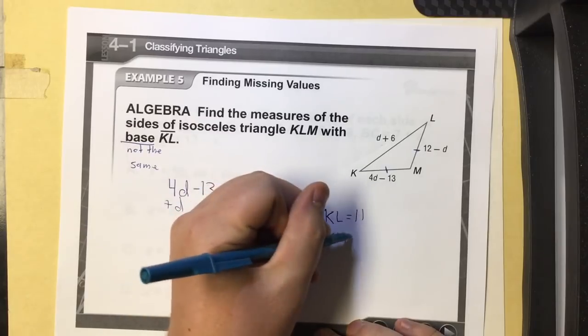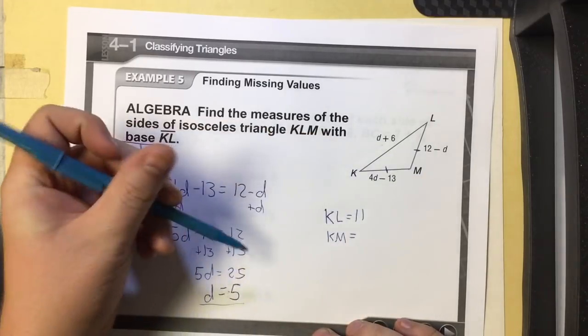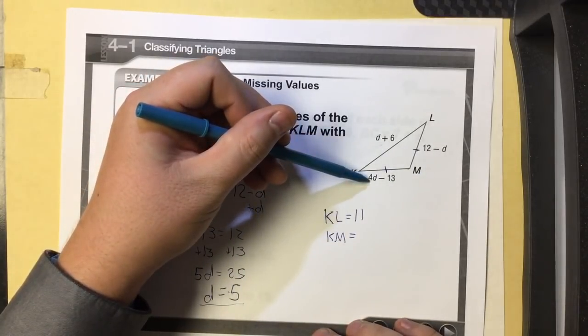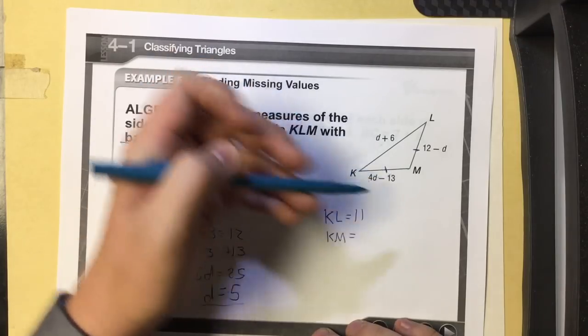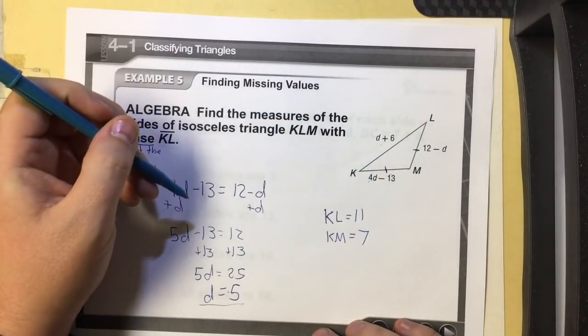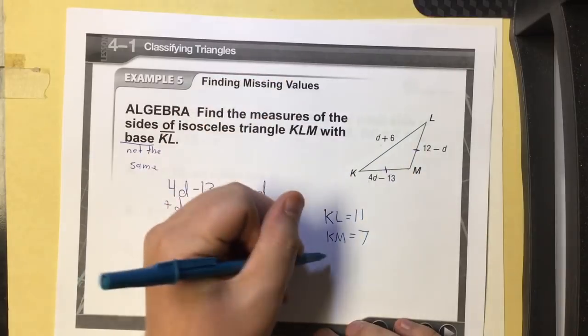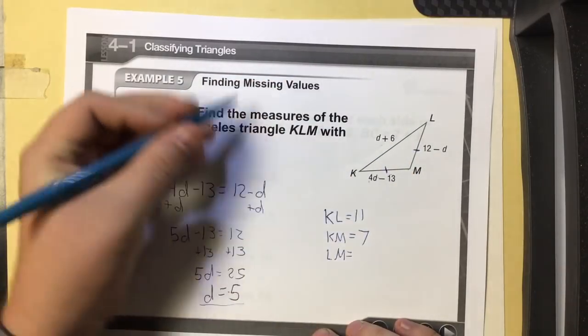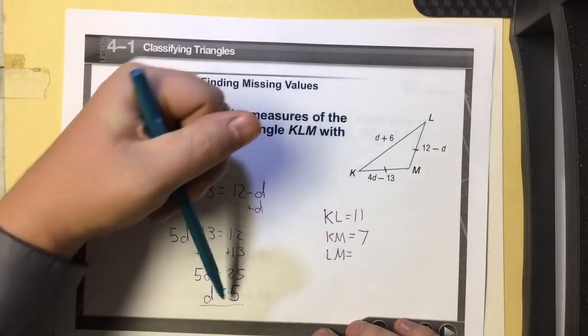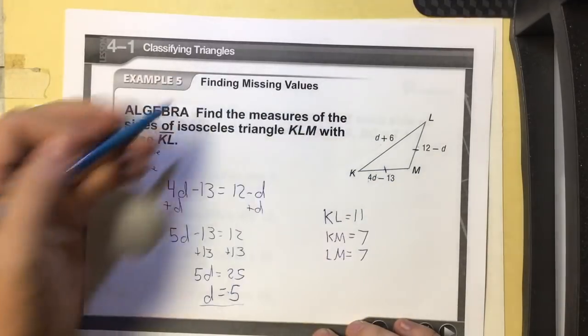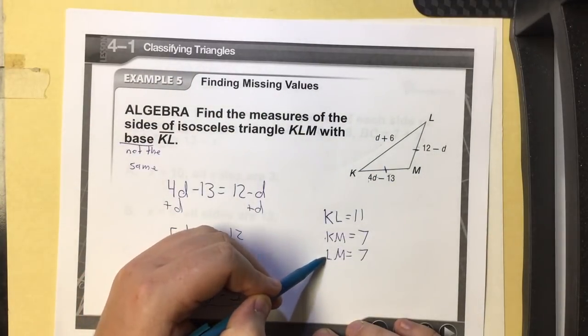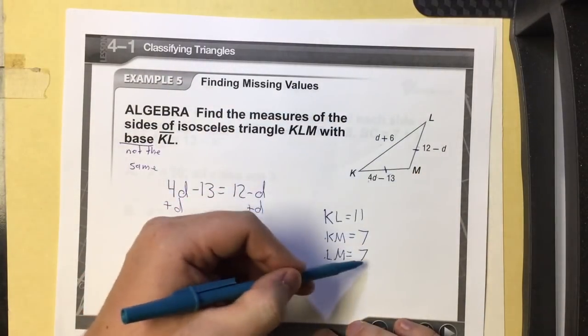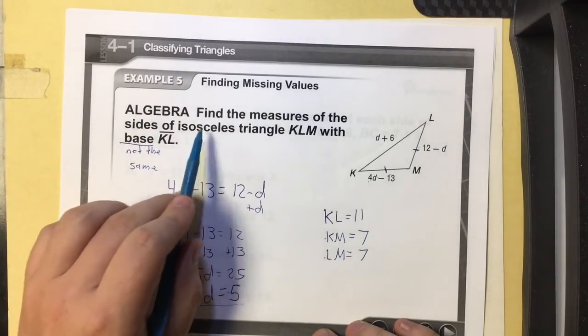Length, or distance, KM, K to M, is 4 times 5. That's 20. 20 minus 13 is 7. And from L to M, LM, is 12 minus 5, which is also 7. I like the fact that KM and LM came out to the same number because, again, this is an isosceles triangle and those two need to be the same.